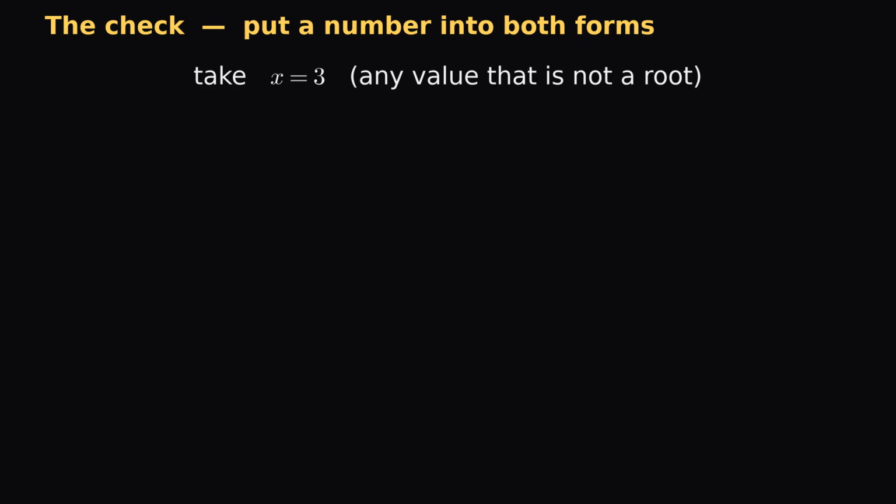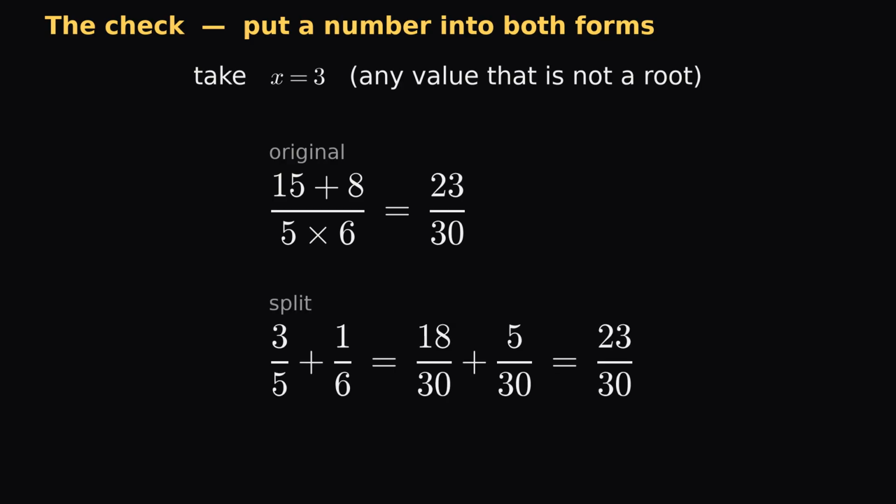Pick any number that is not a root and put it into both forms. Take x equal to 3. In the original, the top is 15 plus 8, which is 23. The bottom is 5 times 6, which is 30. 23 over 30.